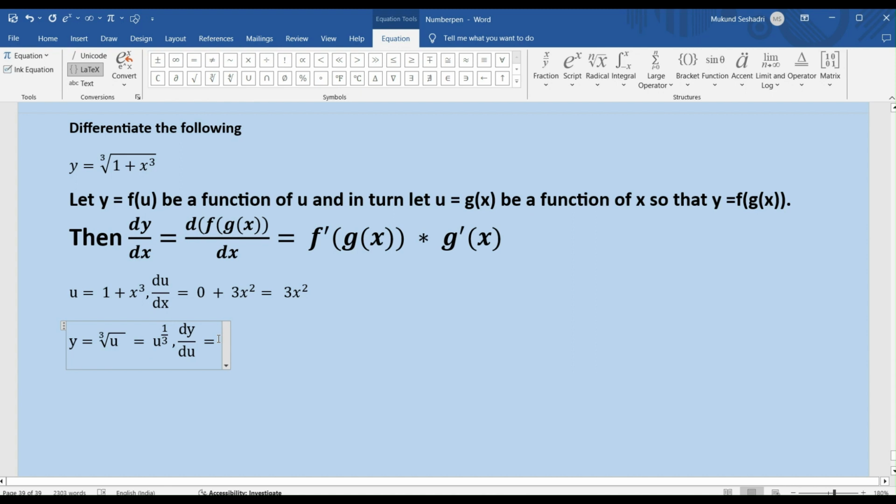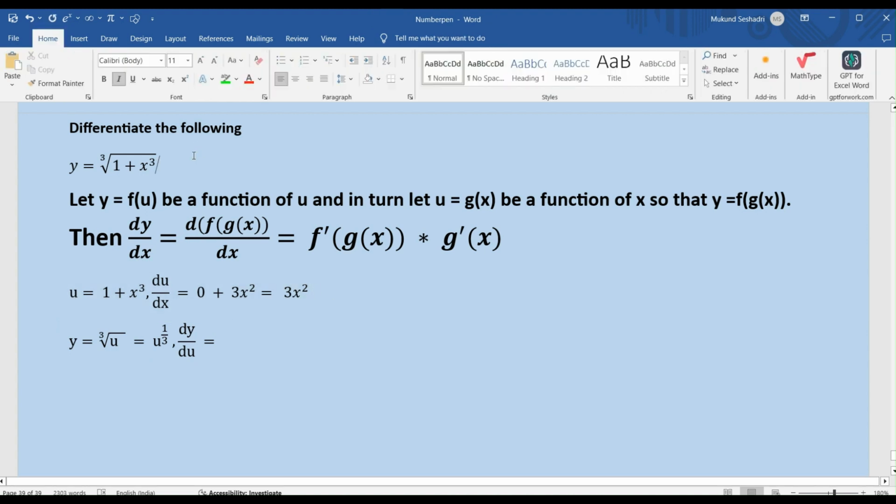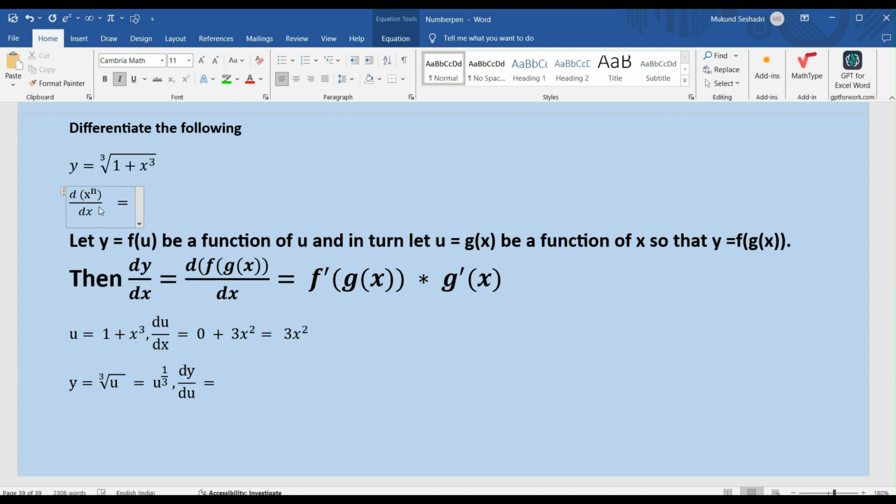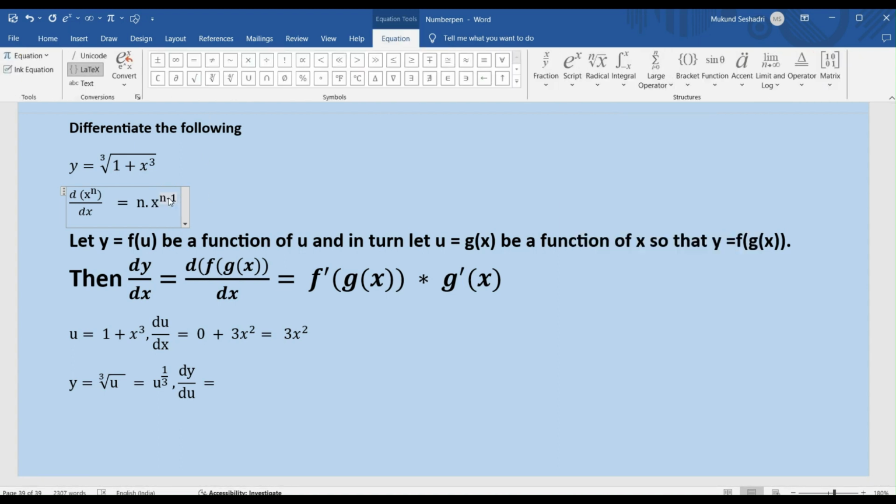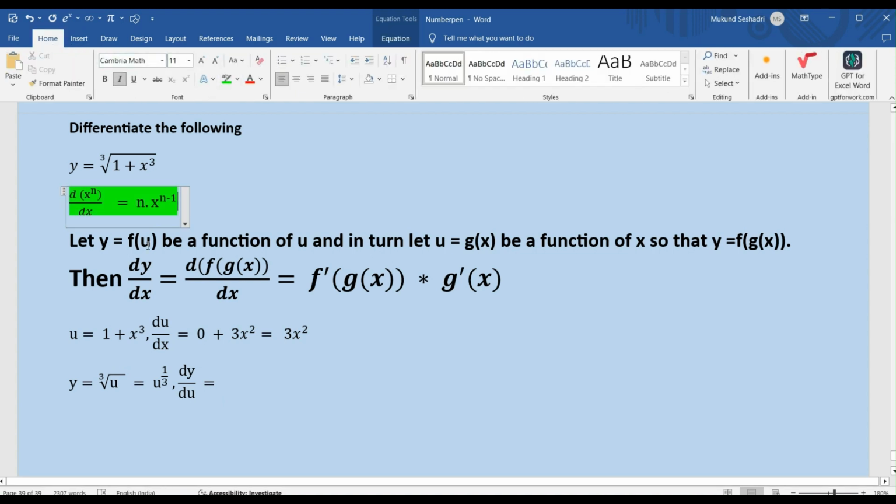Again, going back to first principles, d by dx of x to the power n equals n into x to the power n minus 1, right? So let me write that out here. If you've not seen how we arrive at this, I request you to take a look at my earlier videos where I have established d by dx of x to the power n equals n into x to the power n minus 1. So I use the same formula.